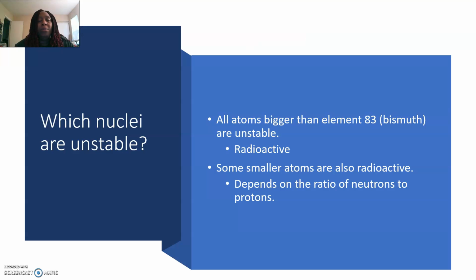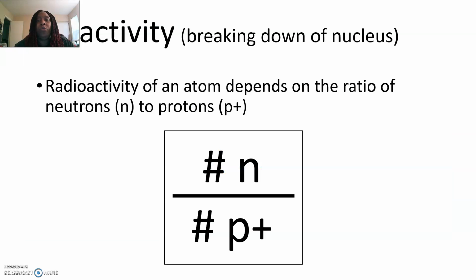Okay, let's back it up. I want to make sure that you are catching everything. Any atoms that are bigger than element 83, bismuth, are considered unstable. They are radioactive. There are some smaller atoms that are also radioactive, but that's going to depend on the ratio of neutrons to protons. The first set of calculations that you're going to be doing is trying to figure out from the neutron and proton ratio if they are unstable. Radioactivity, the breaking down of the nucleus, is going to depend on this ratio.